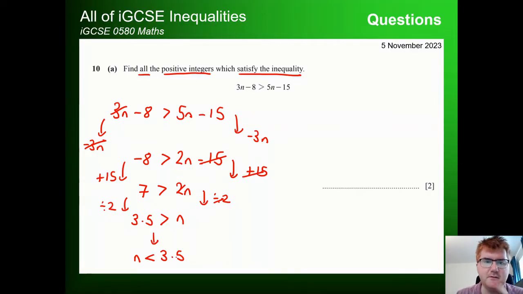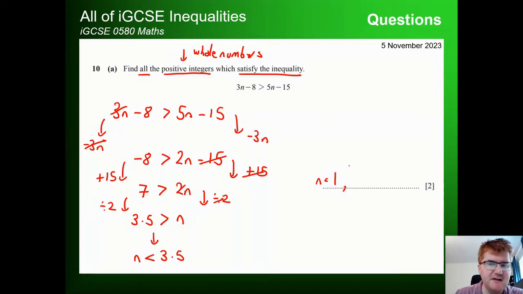Now let's go back to the question. So find all the positive integers. So positive whole numbers. That is true here. Okay. Now, first of all, 0 is not considered a positive integer, so we can't include 0. Does 1 fit this statement? Yes, it does. So 1 works.